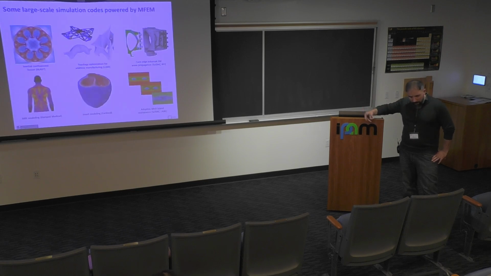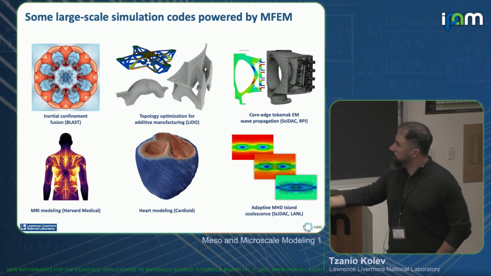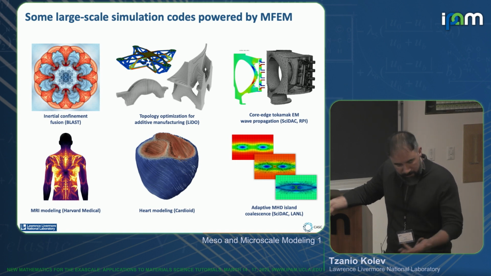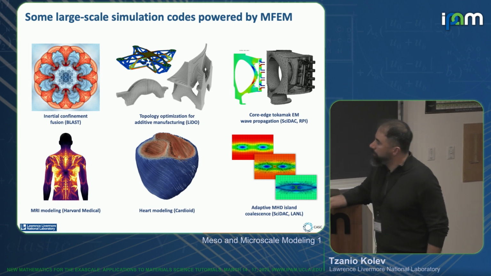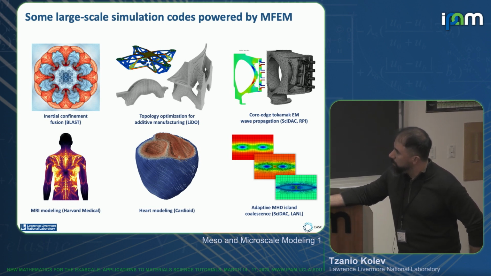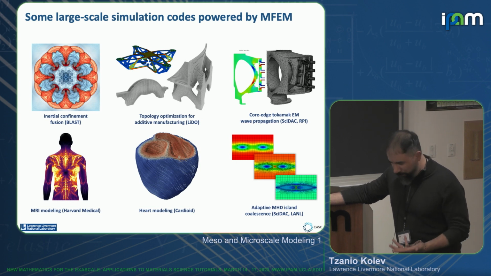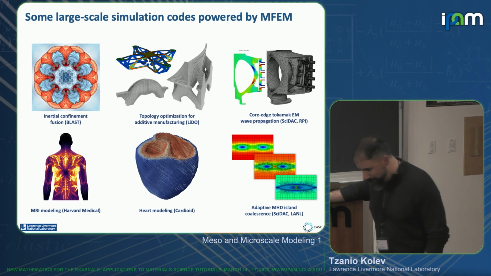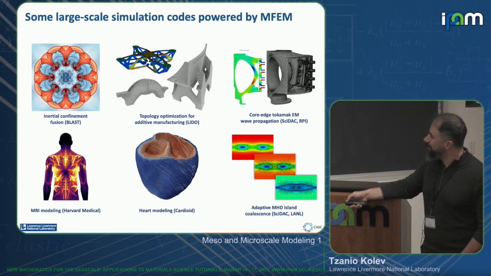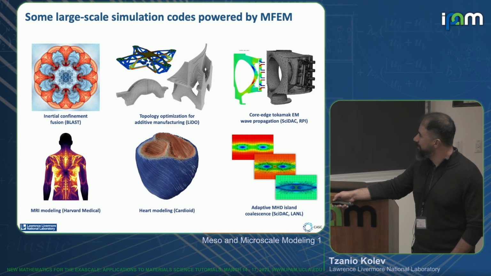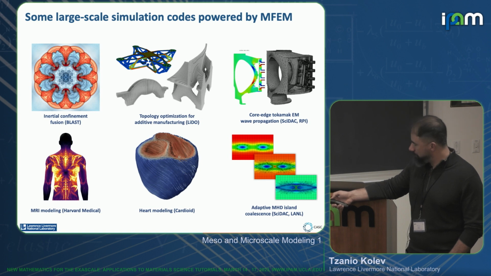Now, on top of the examples, then we have mini apps and real applications. These are just some of the examples of real-world applications where MFEM is used. Inertial confinement fusion, this is relevant to the recent fusion result at NIF, the National Ignition Facility at Livermore. Topology optimization for additive manufacturing. I mentioned tokamak fusion. We have a lot of folks from, say, healthcare fields like MRI modeling and heart modeling. And this is another MHD example, again related to tokamak fusion.